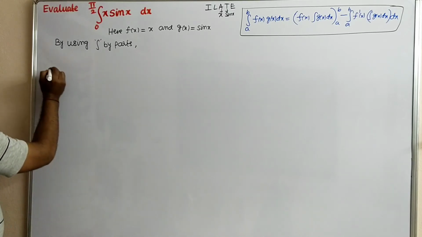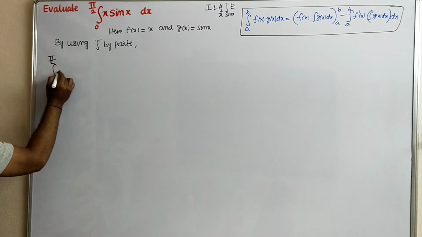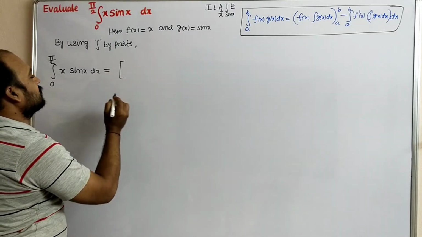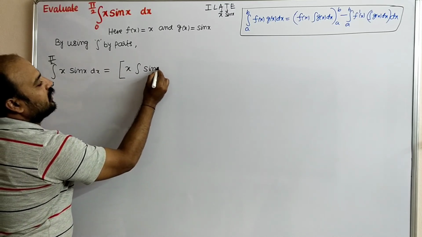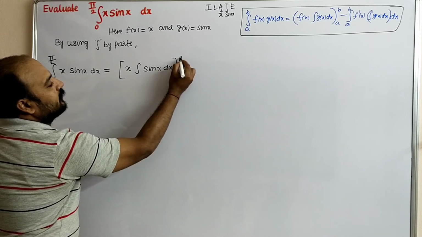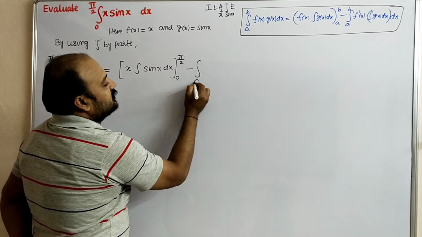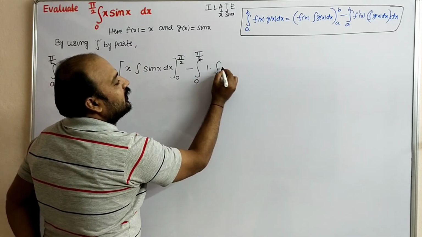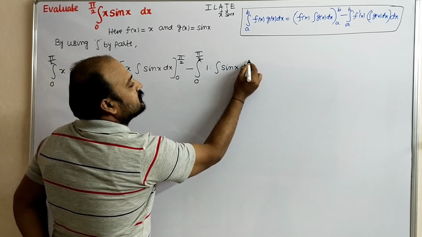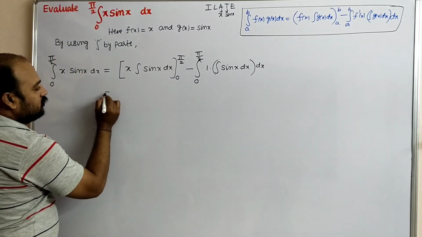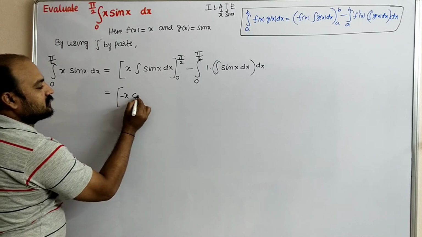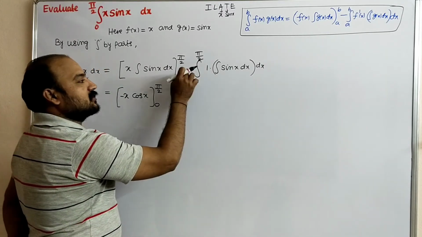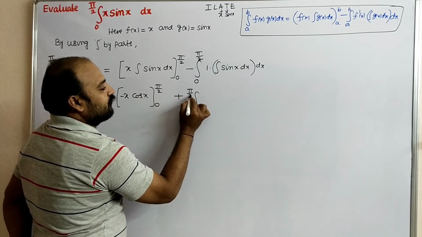Now, integral 0 to pi by 2 of x into sin x dx is equal to f of x, that means x, times integral sin x dx, applying the limits 0 to pi by 2, minus integral 0 to pi by 2 of f dash of x, the derivative of x, d by dx of x is 1, into integral g of x, integral sin x dx, whole dx, which is equal to x into integral sin x, which is minus cos x, applying the limits 0 to pi by 2, minus integral of sin x, minus cos x, already minus is there, now plus integral 0 to pi by 2 of cos x dx.